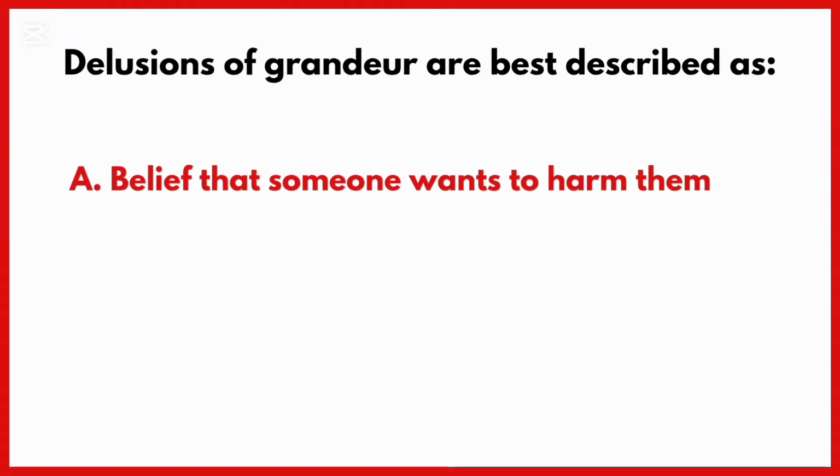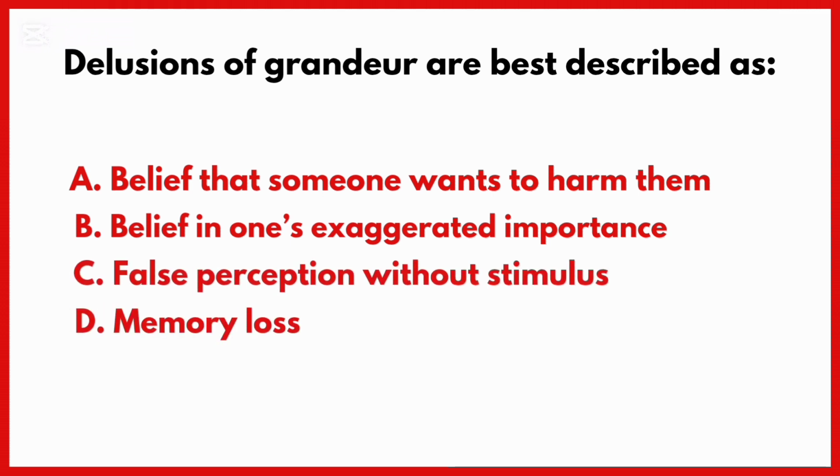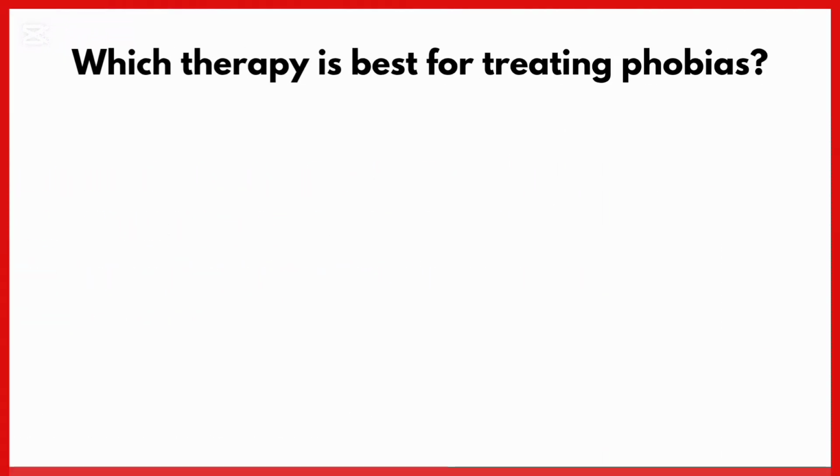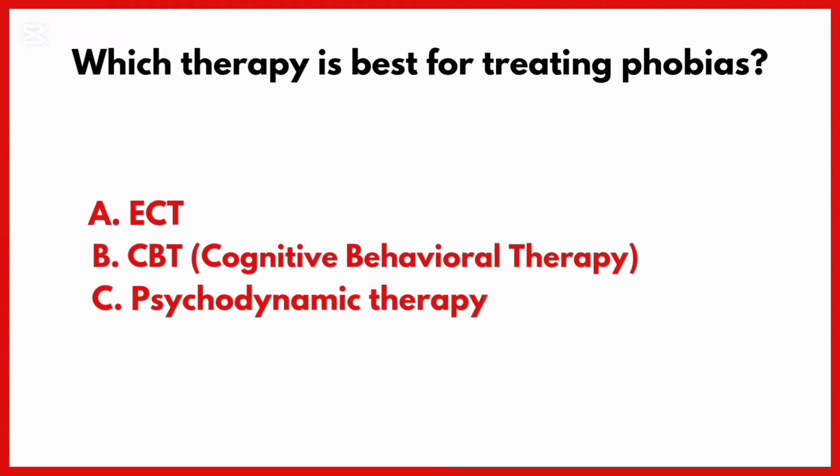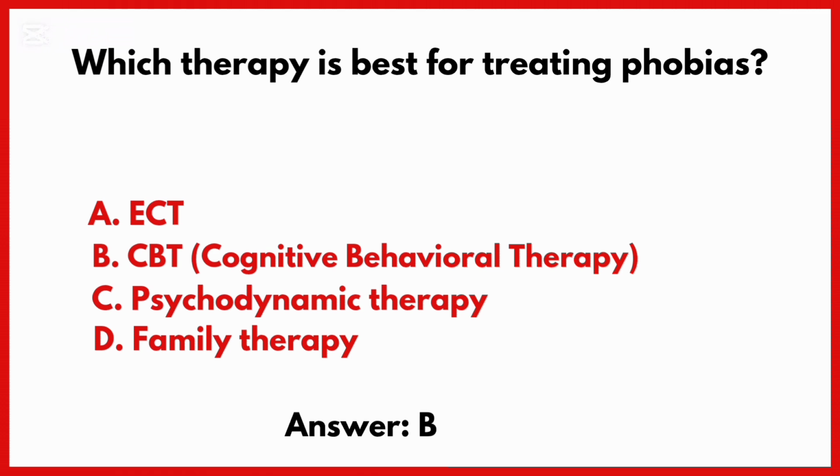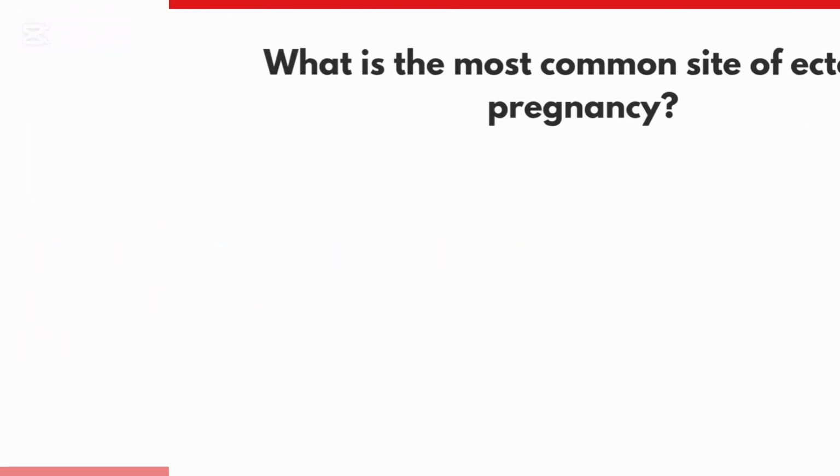Delusions of grandeur are best described as. Correct answer is option B, belief in one's exaggerated importance. Which therapy is best for treating phobias? Correct answer is option B, CBT, cognitive behavioral therapy.